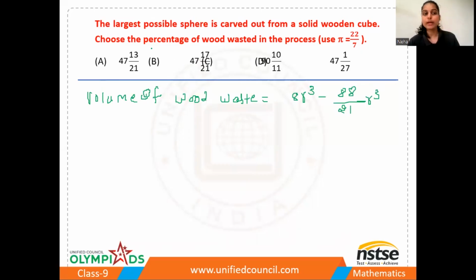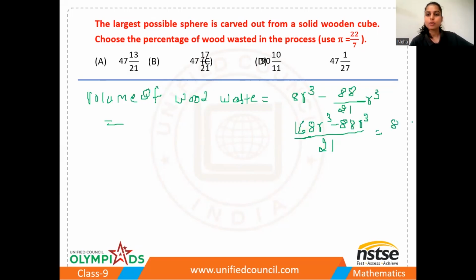Now what we are trying to find out is the percentage of wood waste in the process. If I solve 8r cube minus 88 upon 21 r cube, then 21 is the LCM here, and it would be 168 r cube minus 88 r cube. That means this is 80 r cube upon 21.